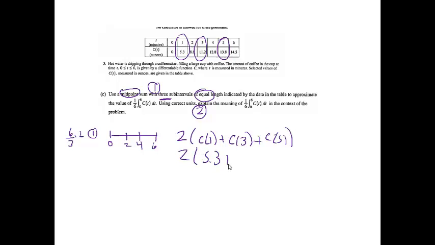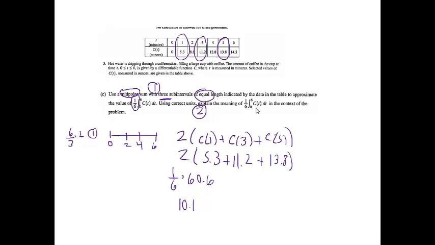C of 1 was equal to 5.3, C of 3 is equal to 11.2, and C of 5 is equal to 13.8. So if I add those together, I will get 60.6. Please notice though, I did have to find 1/6 of that. So I'll have 1/6 times that, and that will end up being 10.1.